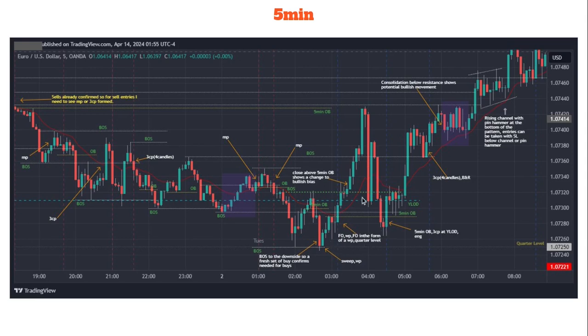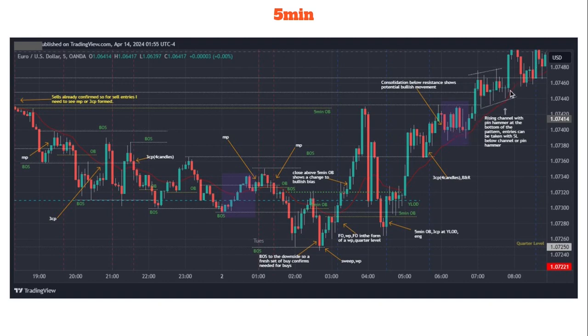And since we have buys confirmed, we only look for 3 candle patterns or W patterns at significant points. And in this case, this is yesterday's low of the day, and buys can be taken from this point on. Price does continue going up. This consolidation below this resistance level shows potential buys, and price did eventually go up.